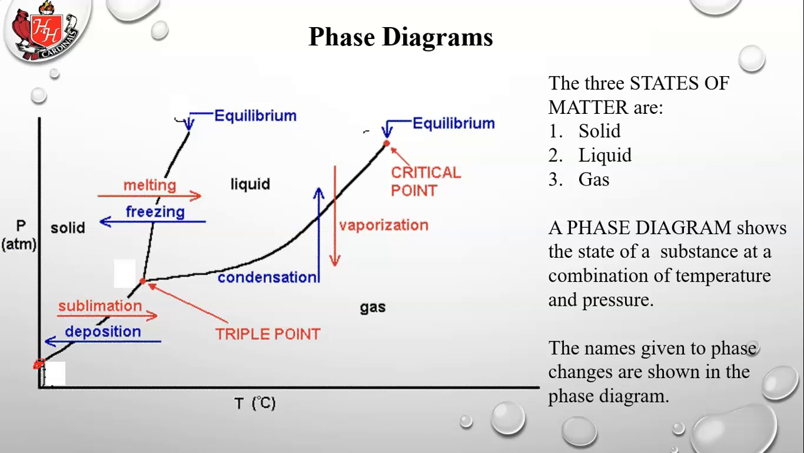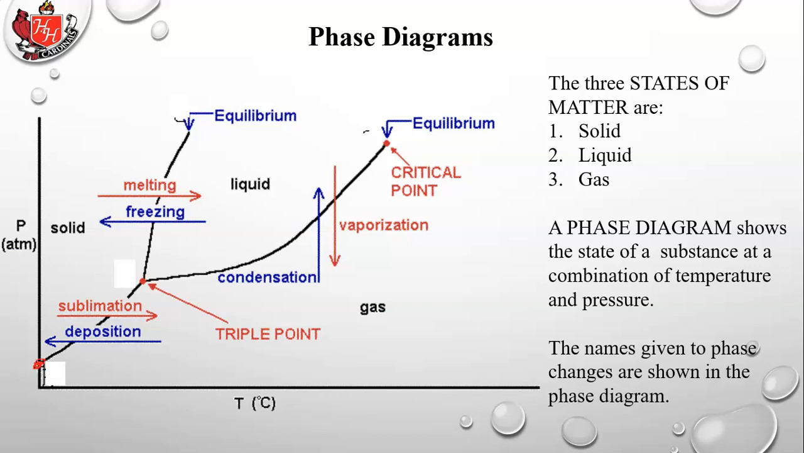So higher pressure will generally produce solids, whereas higher temperature will make things go in the direction of gases. You'll go from solid to liquid to gas. And so you can kind of see that if you study this phase diagram.